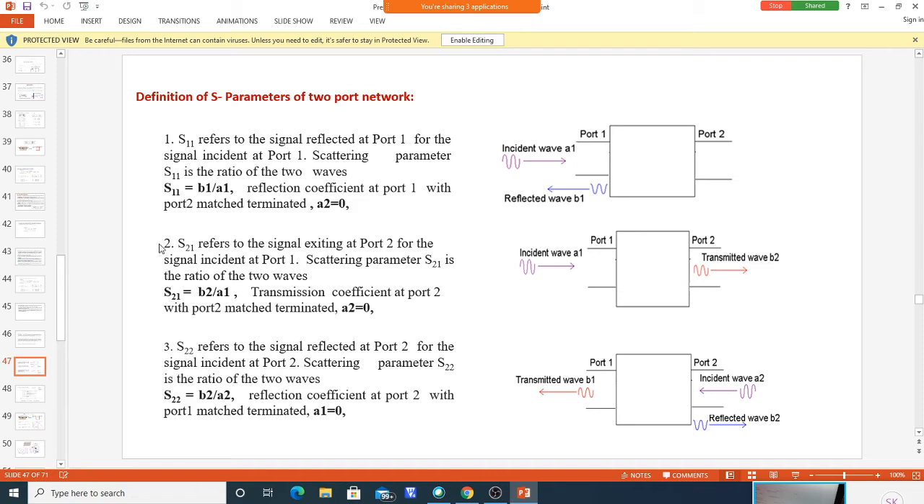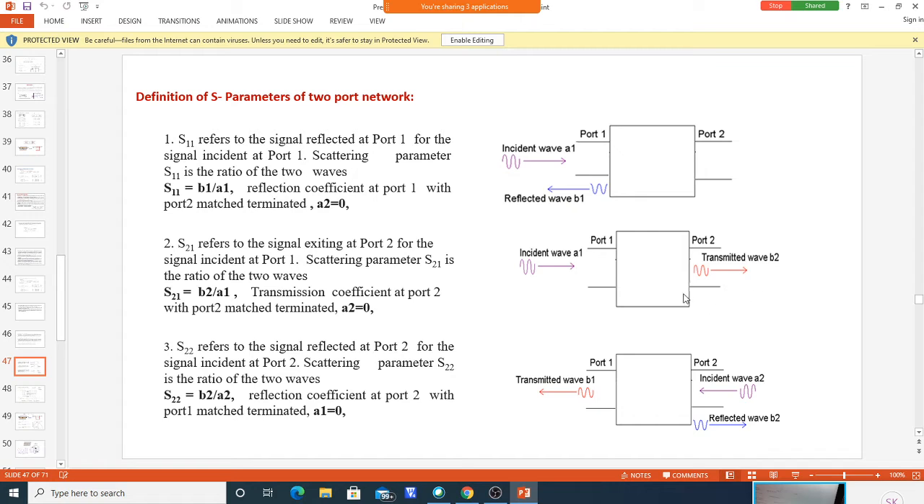Similarly, the definition of S21. S21 refers to the signal exiting at port 2 for the signal incident at port 1. It is a ratio of B2 by A1. B2 is the signal exiting from port 2, and A1 is the signal incident at port 1. So the incident signal is here, and we are measuring how much is coming out of the second port, the outgoing wave at port 2.